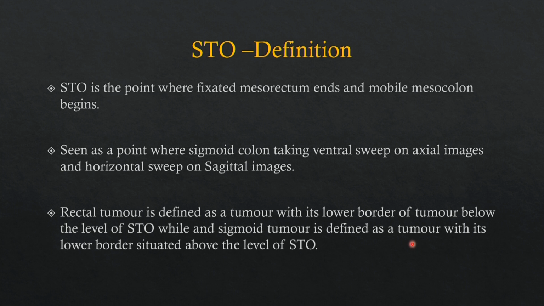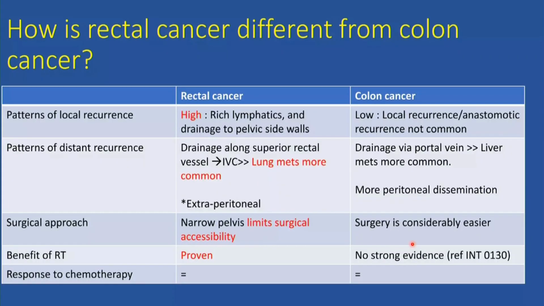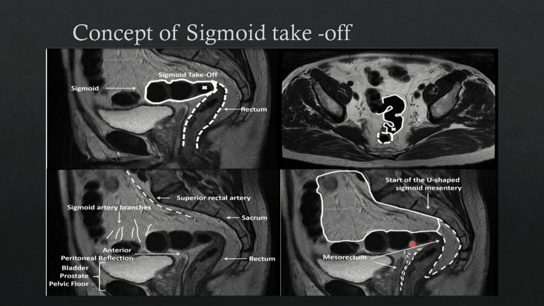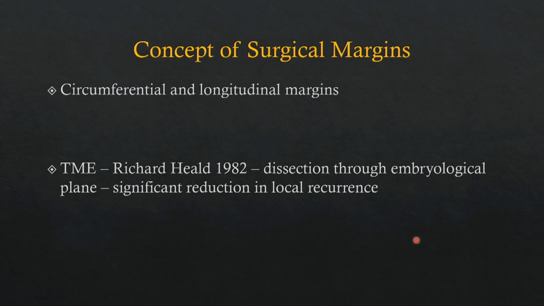We need to define this because, as we have already seen, there is a difference between dealing with rectal cancer and colon cancer. Here we can see the horizontal sweep and the ventral sweep defining the sigmoid takeoff.